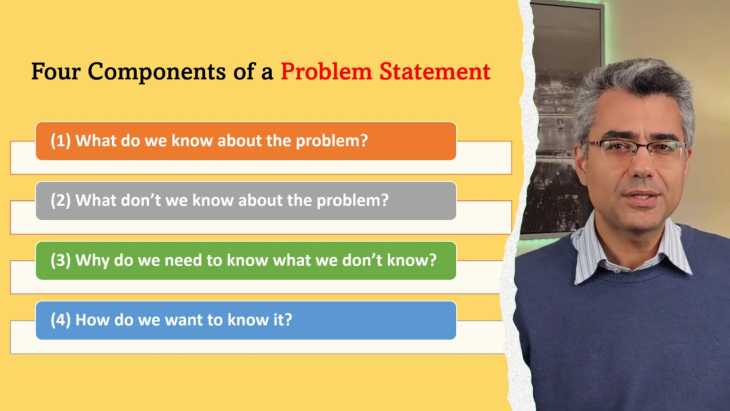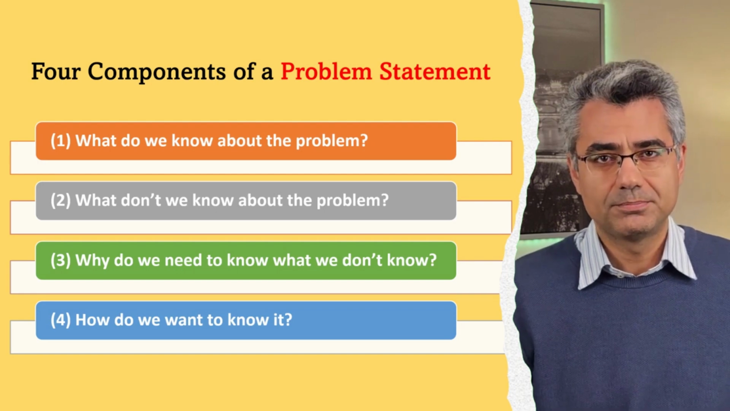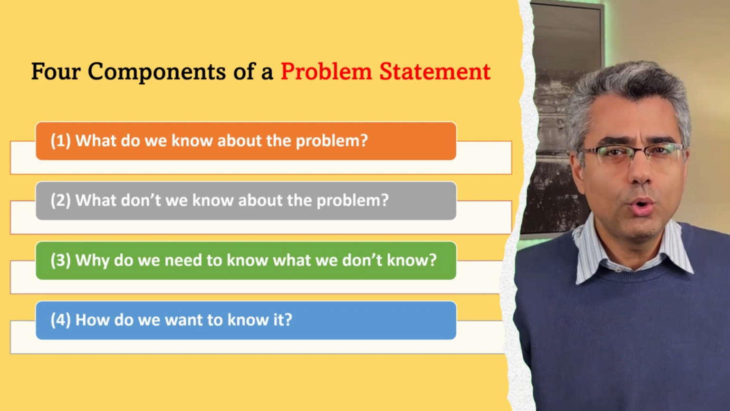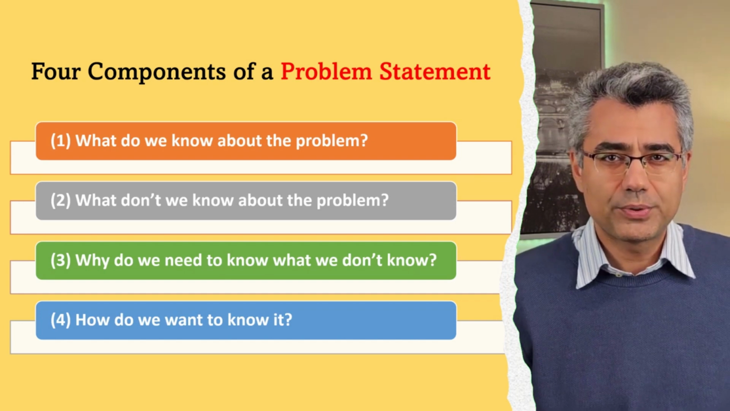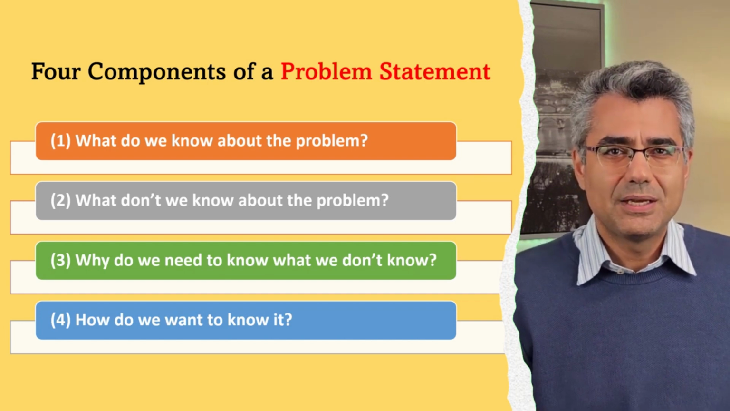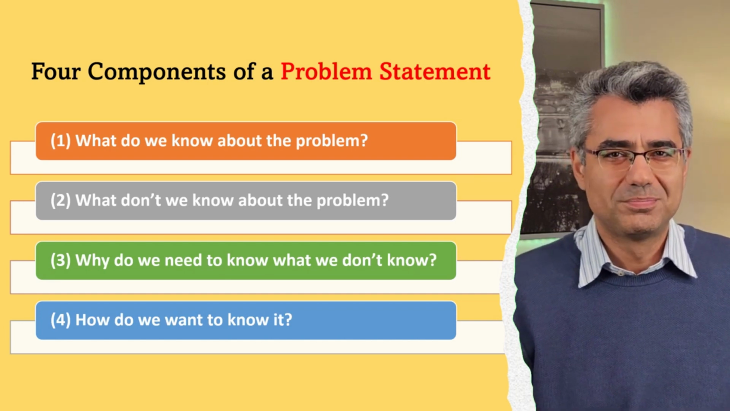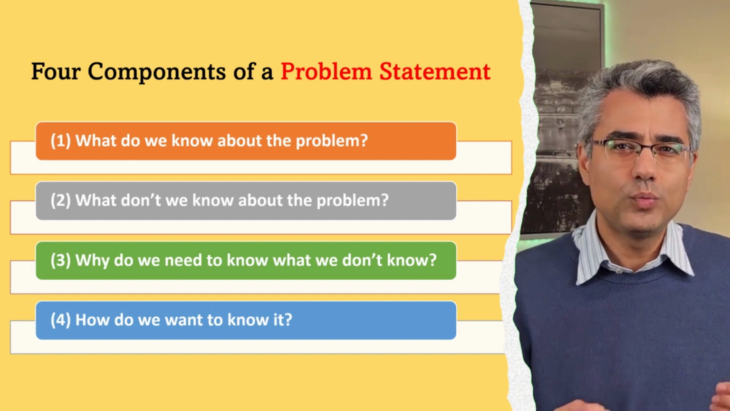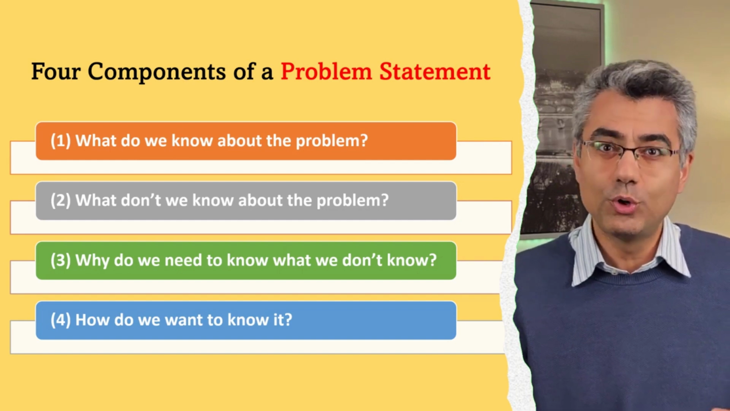Question number 1. What do we know about the problem? Question number 2. What don't we know about the problem? Question number 3. Why do we need to know what we don't know about the problem? And question number 4. How do we want to know what we don't know about the problem? Now I want to explain the details that you need to provide in each of these 4 parts.